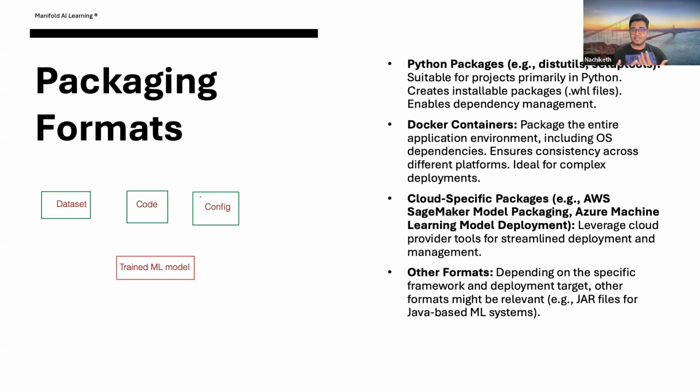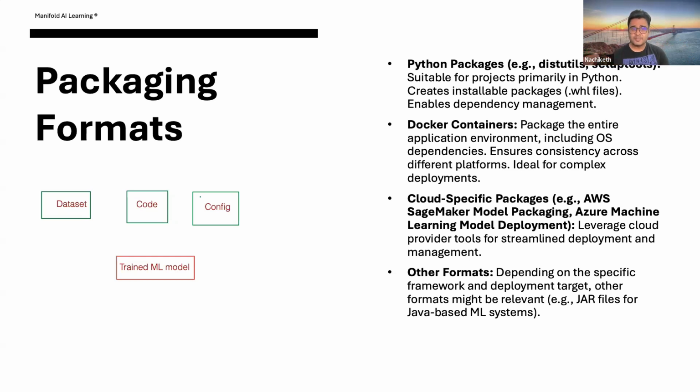Apart from that, we can also look into platform specific packages. This is specific to the cloud platform that we'll be using. It could be AWS SageMaker model packaging, assuming I want to make use of the SageMaker platform to take care of the end-to-end model building and deployment. Or it can be the Azure machine learning model deployment format, in case I want to deploy specifically on Azure. In such scenarios, we'll be leveraging the cloud provider tools and libraries to do the packaging.